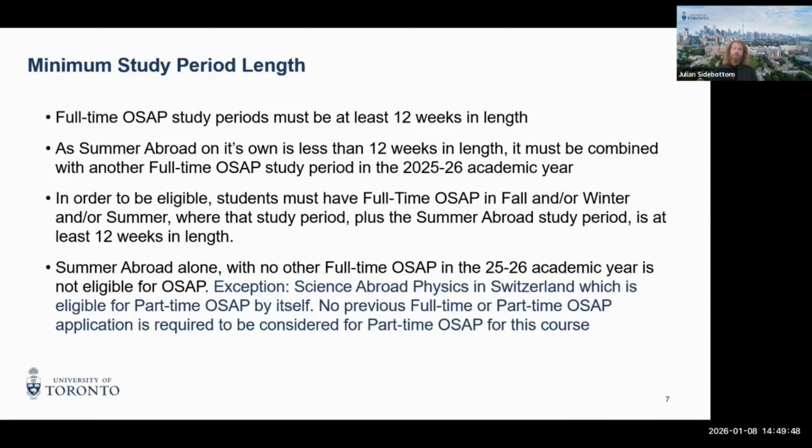In order to be eligible for full-time OSAP, a study period must be at least 12 weeks in length. Therefore, summer abroad on its own isn't eligible. A student must have received full-time OSAP in the 25-26 academic year, such as the fall and/or winter and/or summer, where that study period plus the summer abroad study period is at least 12 weeks in length. So this is one of the OSAP eligibility requirements you consider when making your summer plans, and we'll also go into some others.